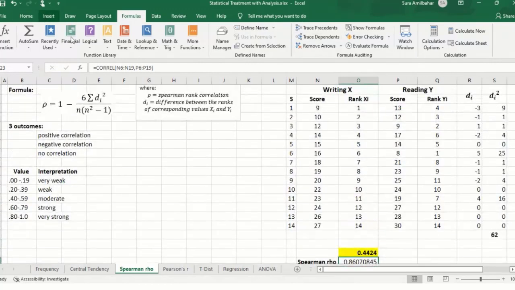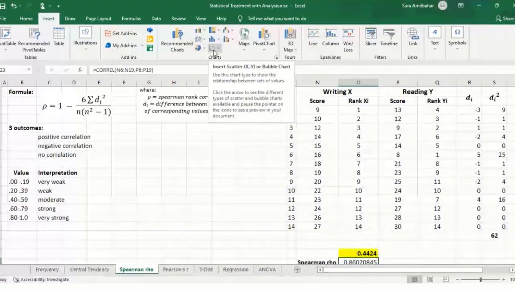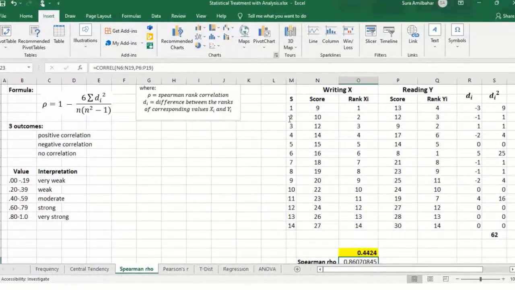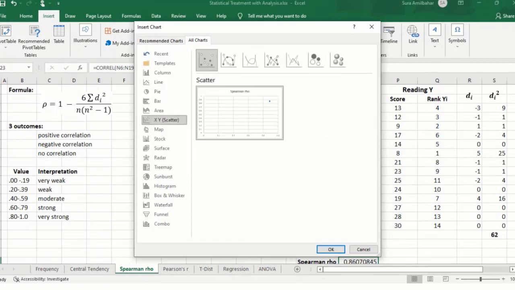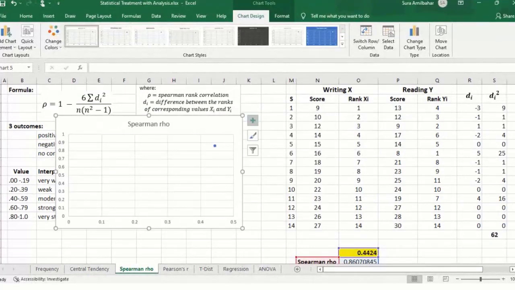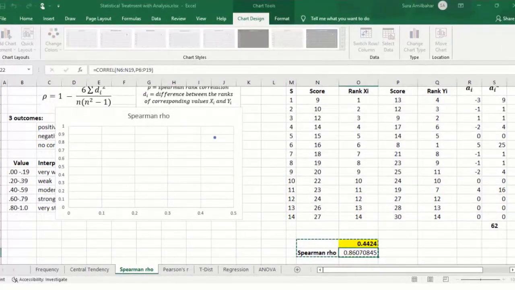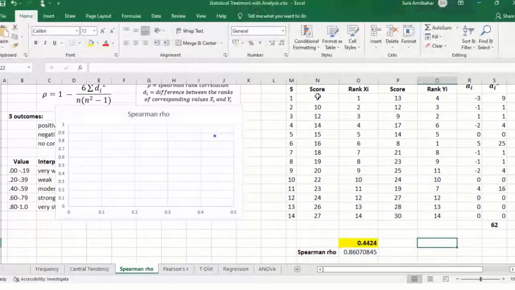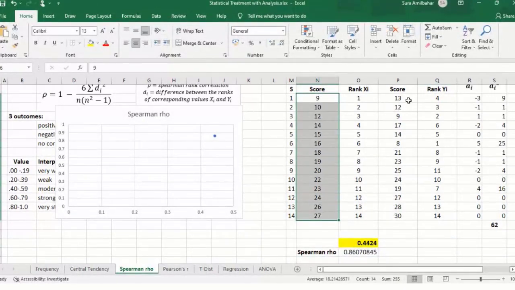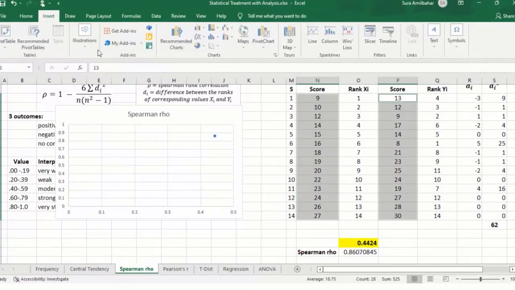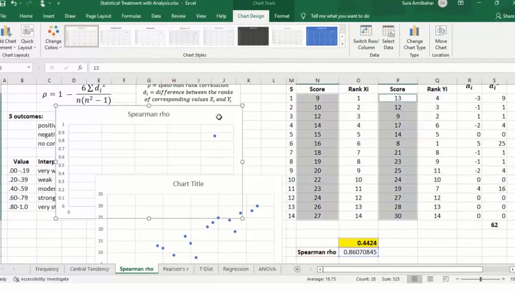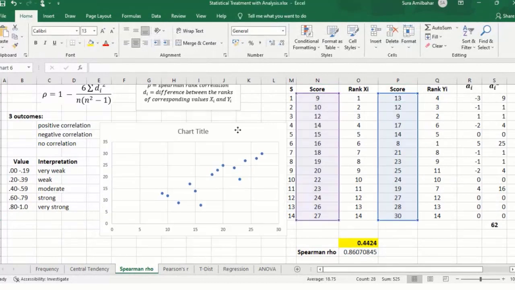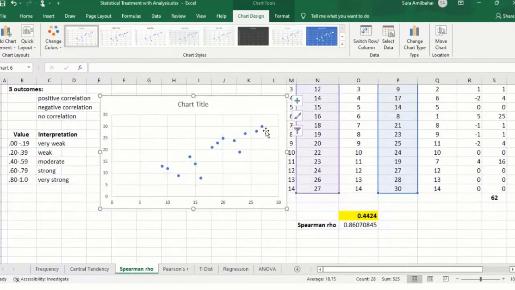And how are we going to plot this one? So insert scatter plot, ayan o, scatter. Or you can go to charts, and then all charts, and then scatter. Okay. Select data. Kunin natin ito. And then ito. And then insert ulit, and then scatter plot. There you go. Okay. So, ito yung ating scatter plot para dito sa ating sample.